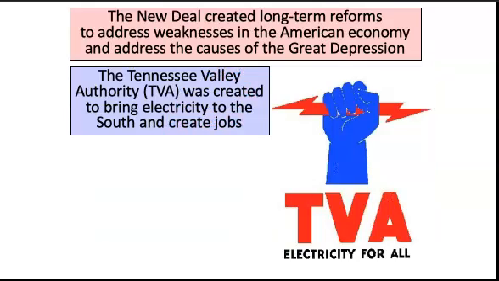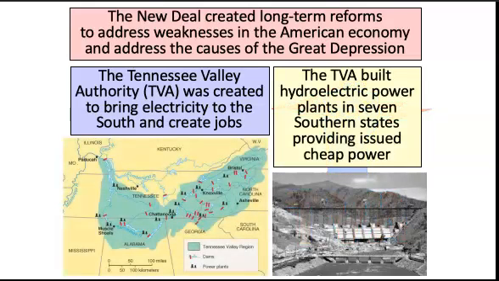In addition to this, attempting other reforms and attempting to stimulate the economy was the creation of the Tennessee Valley Authority, or the TVA. This tried to bring electricity to the South and create jobs for thousands of people. The TVA built hydroelectric power plants in 7 southern states, providing cheap electric power to a region where, for most people, when the sun went down, that was the lights going off.